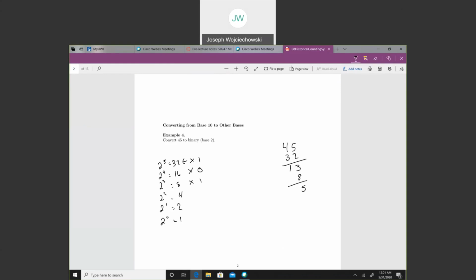How many 4s will go into it? 1 again, which is 4, leaving a remainder of 1. 2 does not go into 1. 1 goes into 1 one time, and we're done. And then this, from left to right, up to down, we have 1. Don't forget the zeros. 1, 1, 0, 1. And don't forget the base. And that is it.